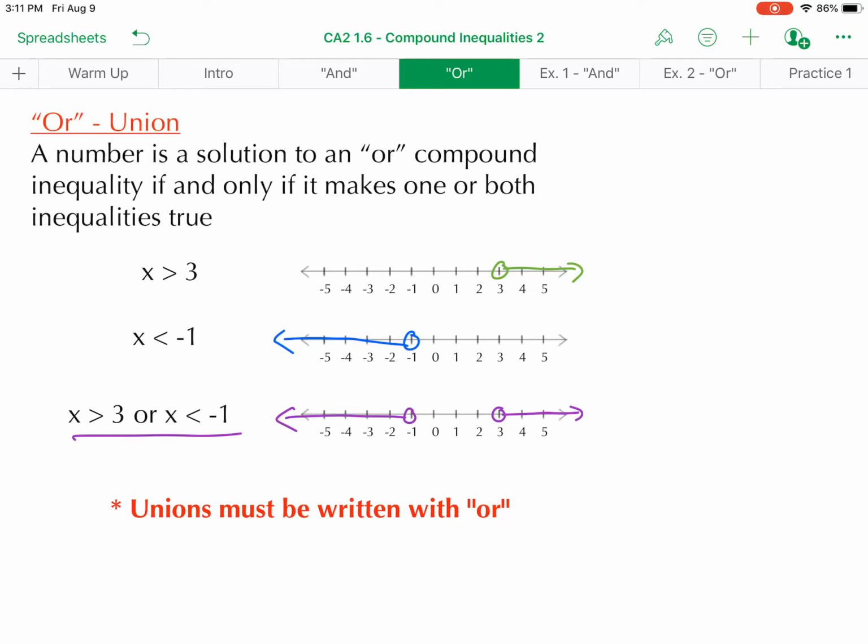Compound inequalities containing the word or are referred to as unions, and they typically will graph to look like what you see in purple here. For a number to be a solution to this type of inequality, it only has to make one if not both of the inequalities true. So one or both of the inequalities have to be true for it to be a solution.